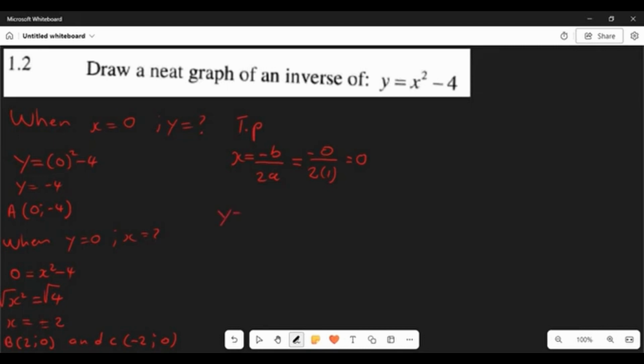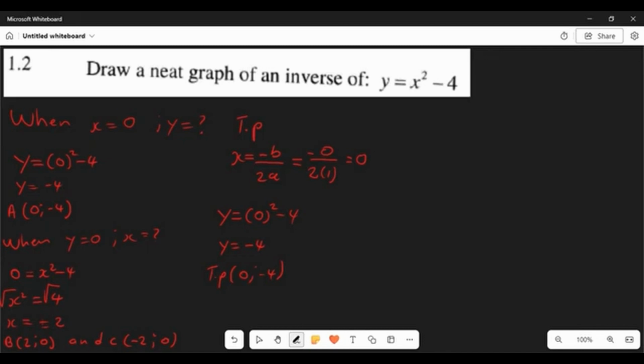So we say y is equal to, wherever there is x, we substitute with 0, because our x here is 0, squared minus 4. So when x is 0, y is going to be negative 4. Right, so we can call this point the turning point. We know that when x is 0, y is going to be negative 4. If you look at this point here, it is the same as the y-intercept. So basically, this y-intercept is the same as the turning point. So there was no need for you to do this, but it's okay if you've done it.